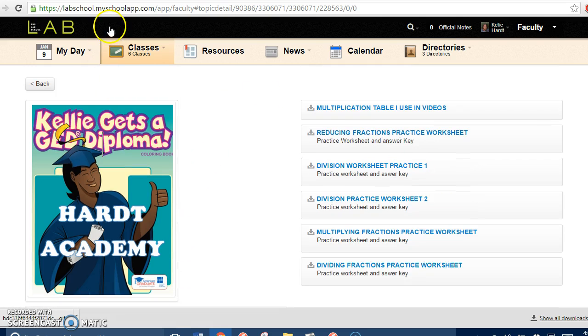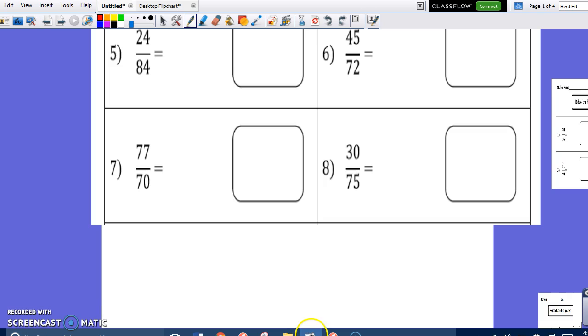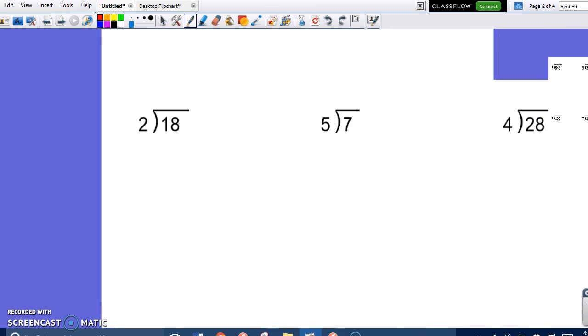Okay, so let me go back over to our Promethean screen. Shout out to Promethean, love it. Okay, so I'm going to go back over to the Promethean screen. Ta-da, there it is. Okay, and we're going to remember we are now going to do division. So wrong page, let me give you the right page. Here's your division.